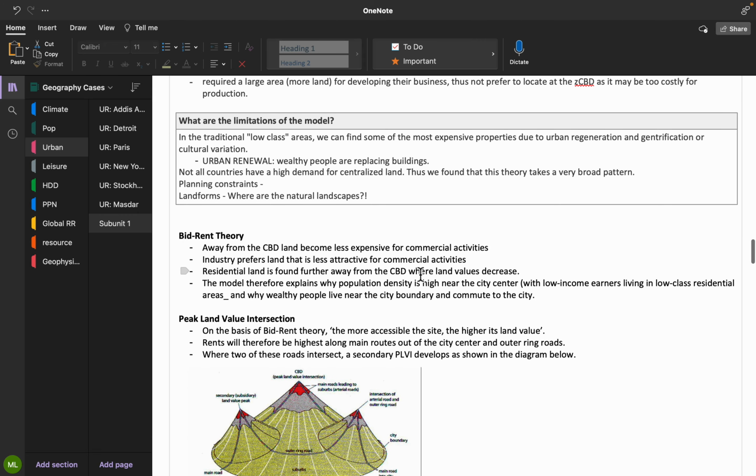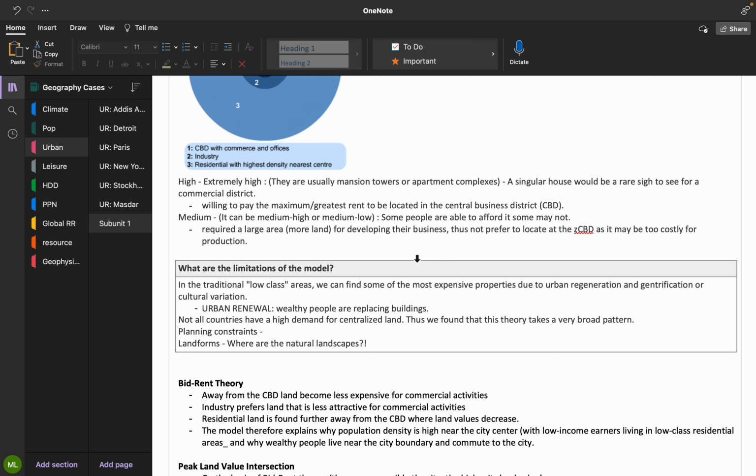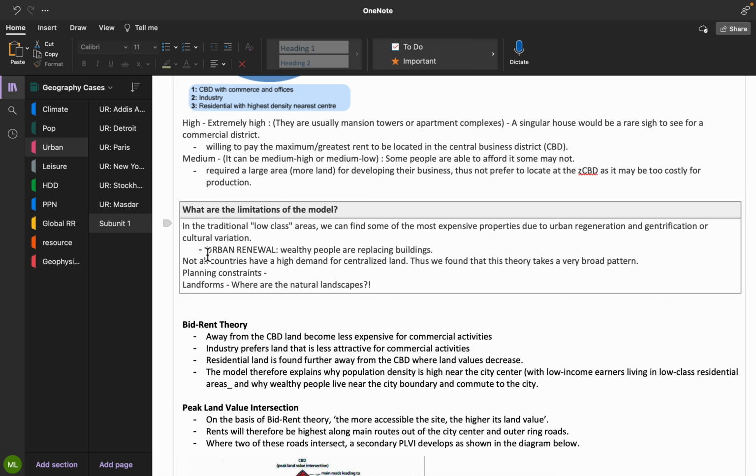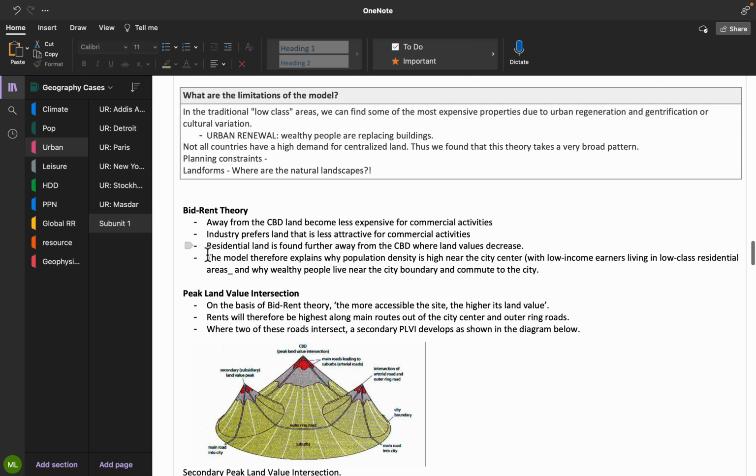Okay, now what are some limitations to this model? It is really helpful to understand how the sphere works, but it always has a limitation. It classifies low-class areas, and we can find some of the most expensive properties due to urban regeneration and gentrification or cultural variation. And there's urban renewal as well, so wealthy people are replacing buildings.